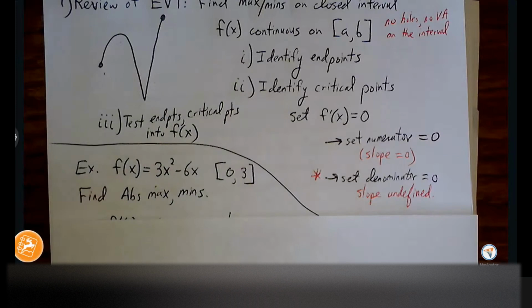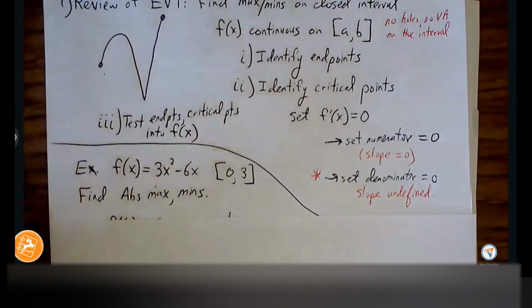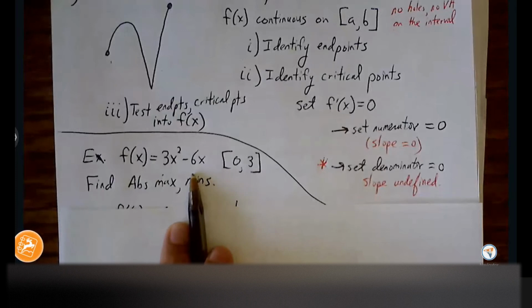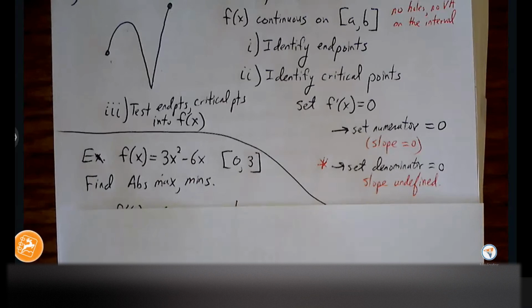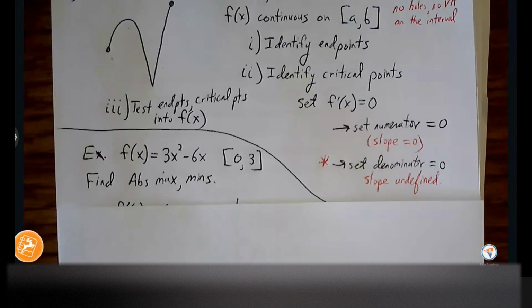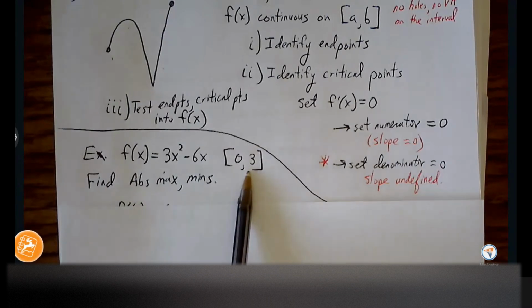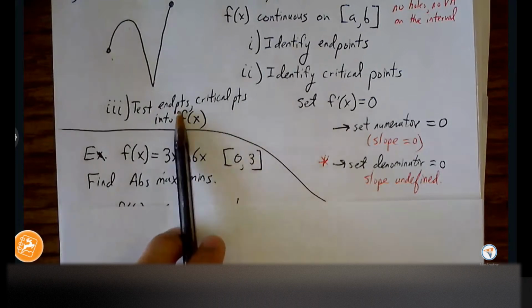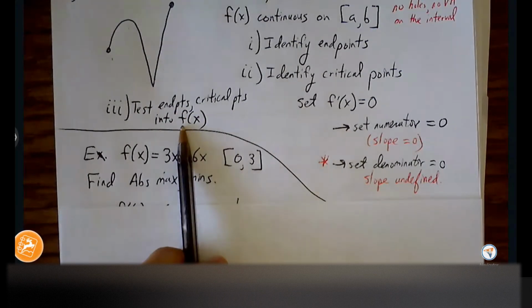Okay, so here's an example that we'll try. Finding absolute max and absolute min for our function, 3x squared minus 6x from 0 to 3. The first thing I notice is I've got a nice polynomial here, no vertical asymptotes, no holes. I know my condition is good to go. Second thing I notice is I have 2 endpoints, so I definitely need to be considering those endpoints when I reach the end and want to test for max and mins.